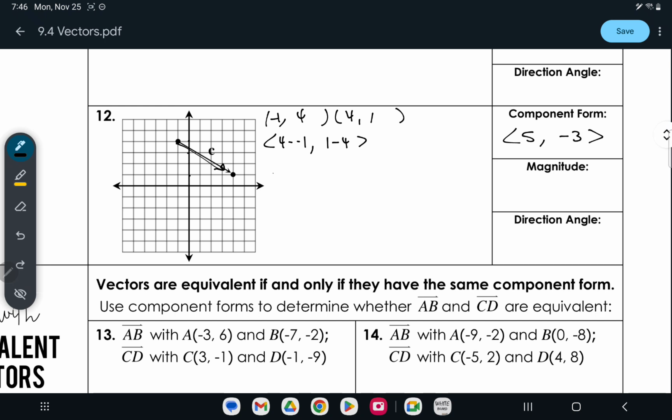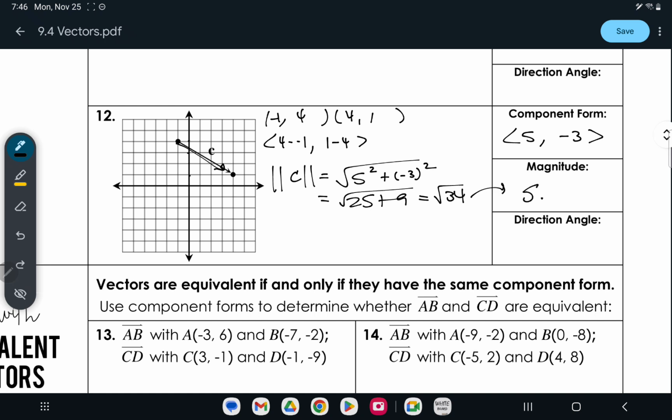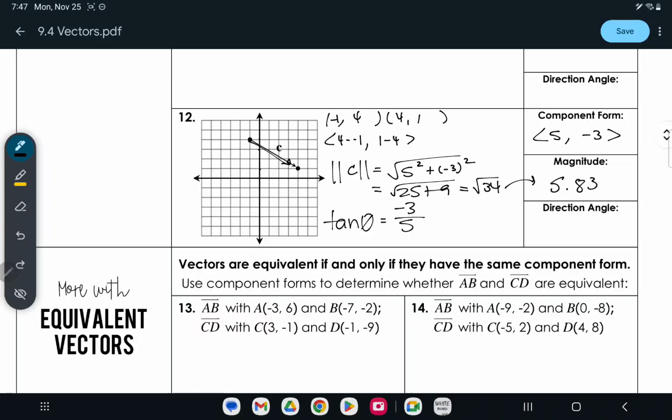The magnitude, we'll call it C, is 5 squared plus -3 squared. So 25 and 9, which gives 34, which gives about 5.83. And then the direction angle, so tangent of -3/5. So let's see, inverse tangent of -3 over 5. It gives me a negative angle.